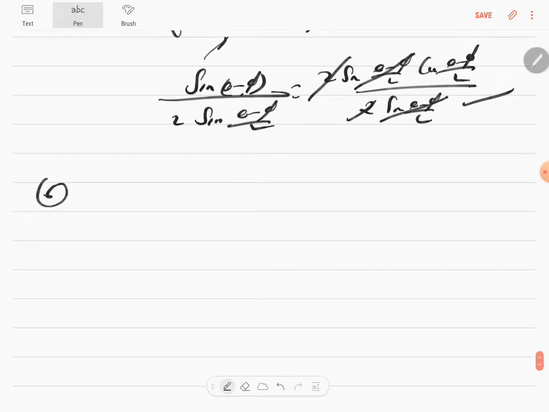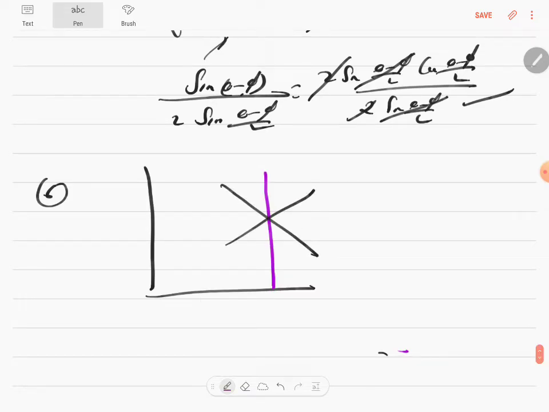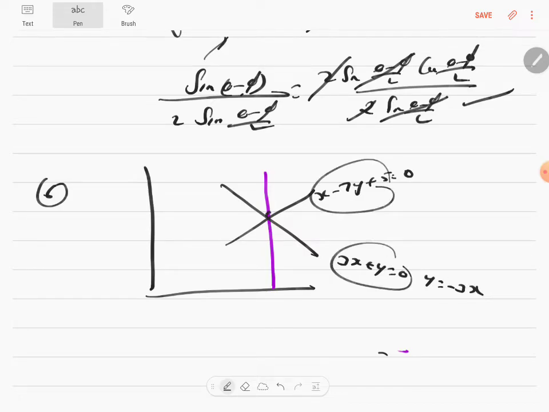Find the equation of a line parallel to y-axis, and passing through the point of intersection of two lines. What are the two lines? x minus 7y plus 5 is equal to 0, and 3x plus y is equal to 0, which means y is equal to minus 3x. You can solve these two lines so that you get the point of intersection.